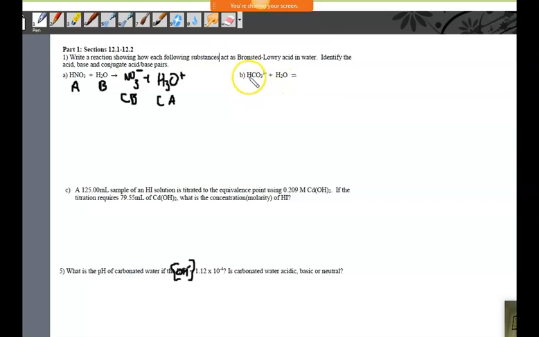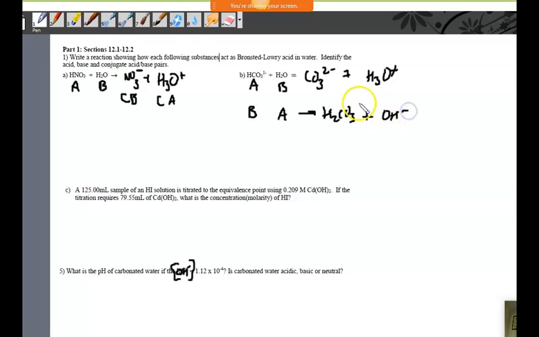One case is where the H is given to the water. So this would be acting as the acid and this would be the base, and you get CO3 with a 2 minus charge and H3O plus. However, you can do it the other way. The water can give it to the carbonate. In that case, the water would be acting as the acid and the carbonate would be acting as a base, and your products would be HCO3 minus plus OH minus.